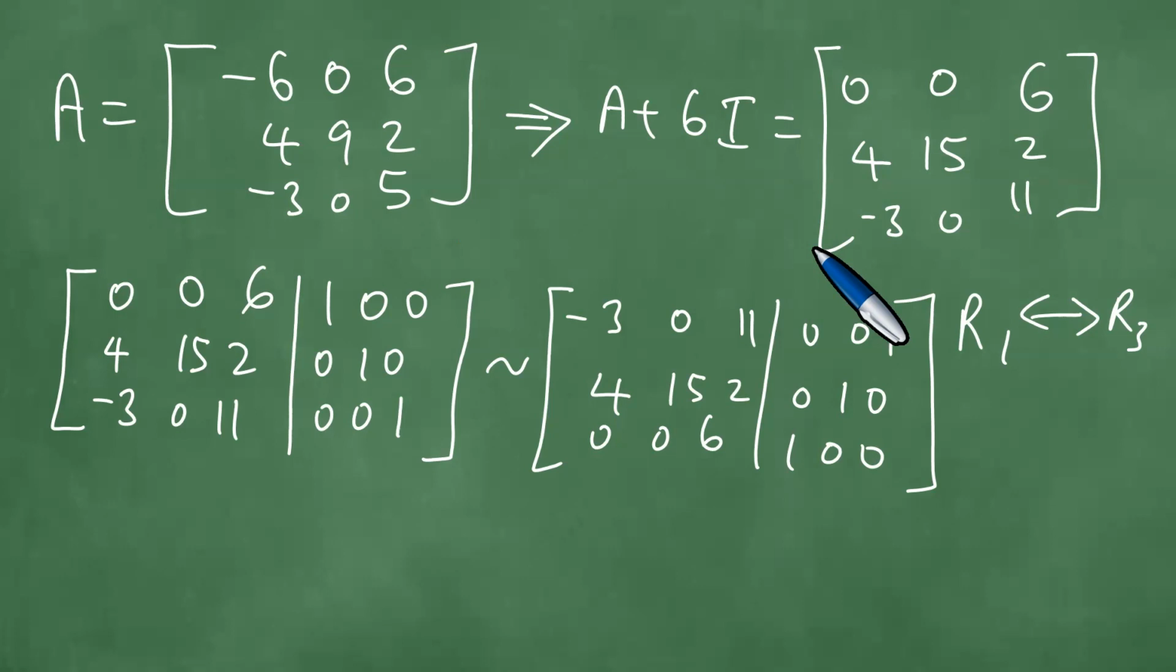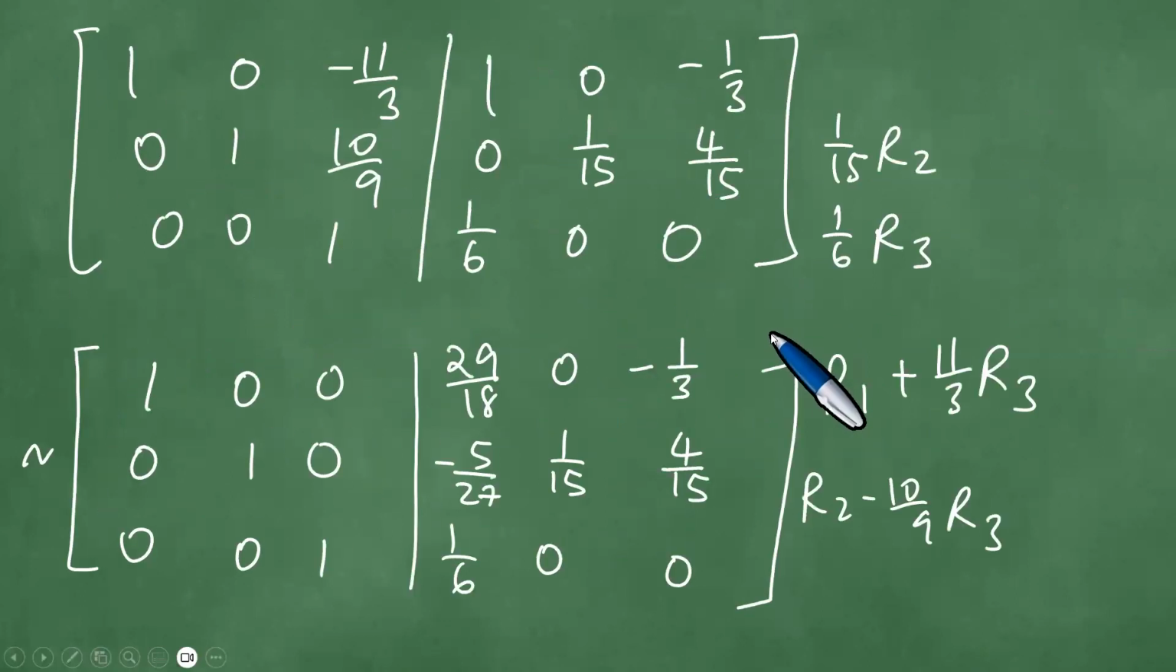Which is 0, 0, 6, 4, 15, 2, minus 3, 0, 11. Okay. Right, a couple of typos. This is fine, you see. Okay, we might change this one.